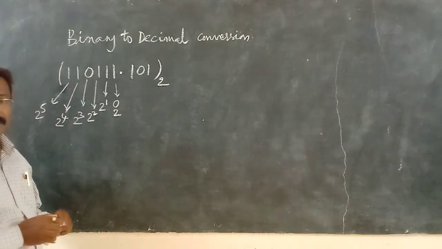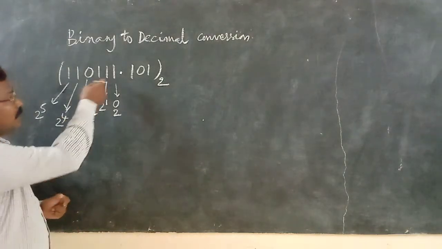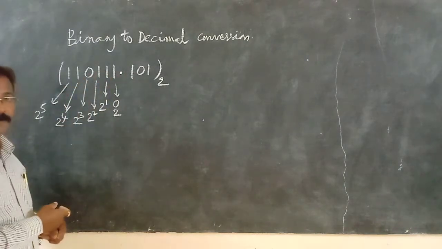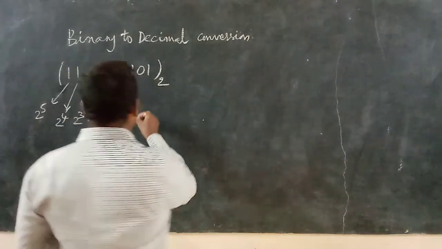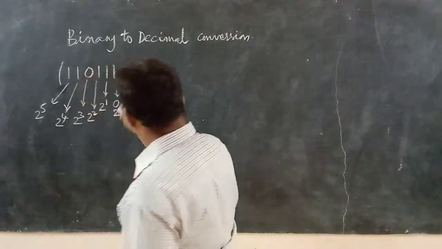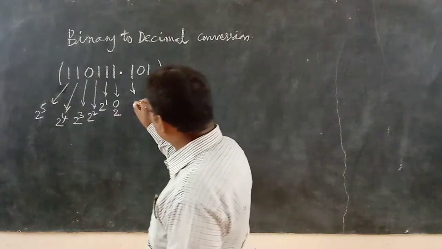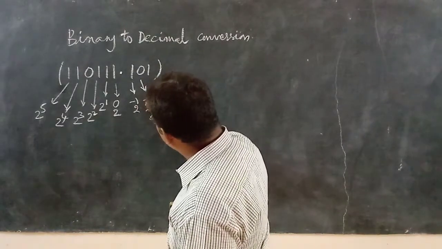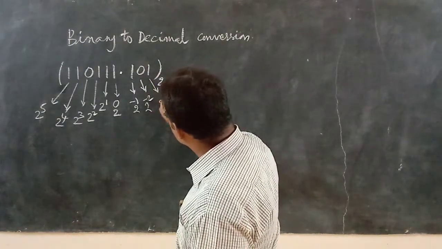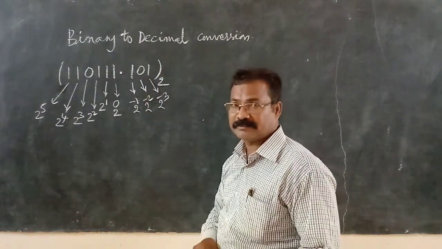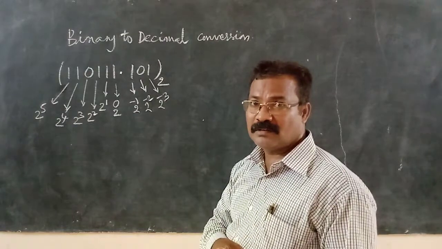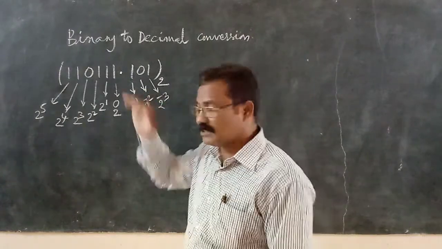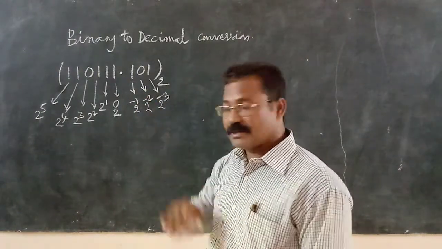We have to mark the positional weights of each and every bit which exist in the integer part as well as the fractional part. Now we are coming to the fractional part. The positional weight of this bit is 2 to the power of minus 1, then 2 to the power of minus 2, and then 2 to the power of minus 3. The first step is to mark the positional weights of all bits.